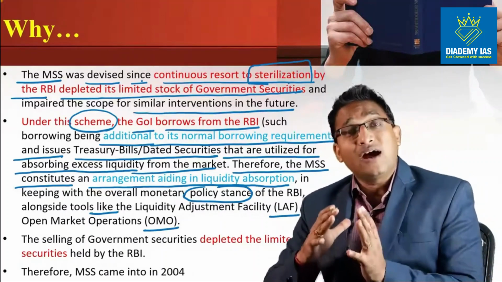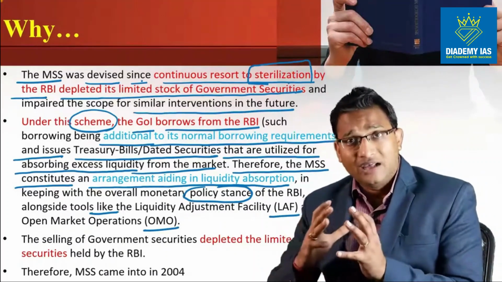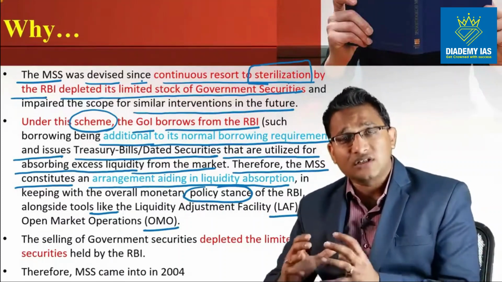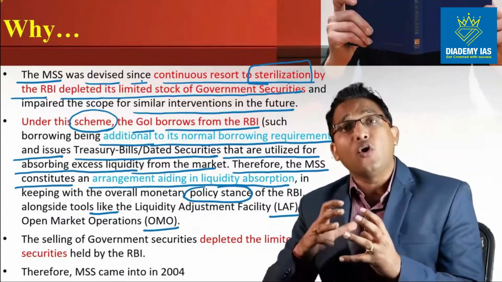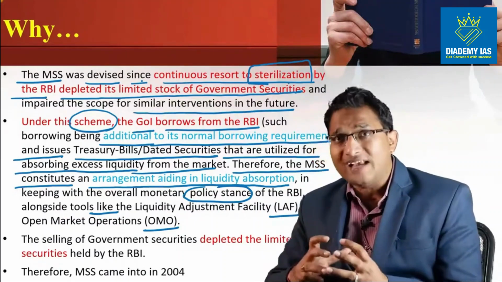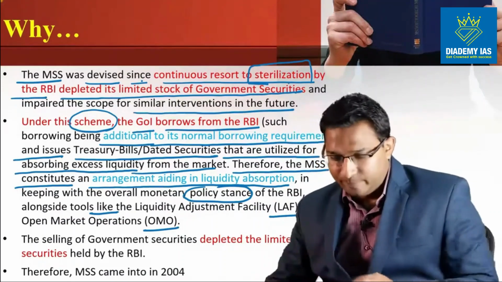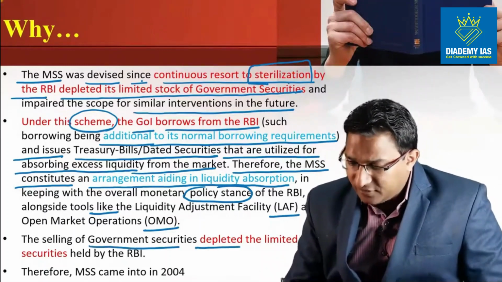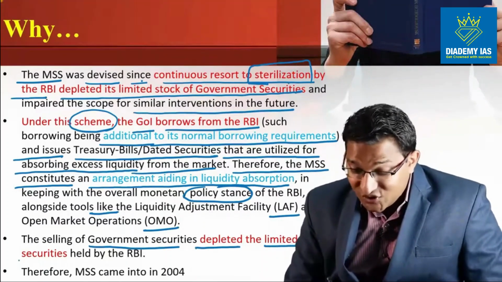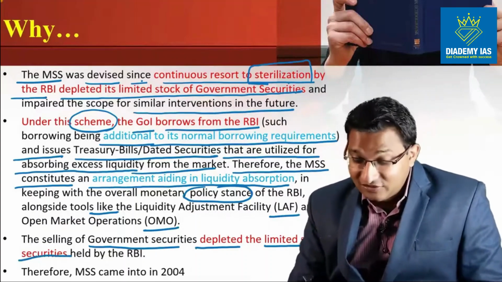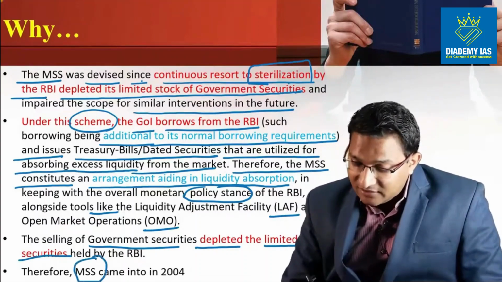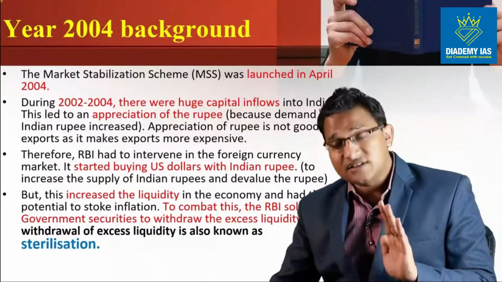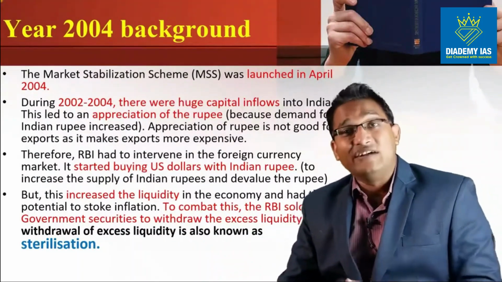So the regular tools are already being used. The liquidity adjustment facility and the open market operations, these tools are already being used. It is not that we are not utilizing those tools. The selling of the government securities depleted the limited stock of the securities held by the RBI. Therefore, MSS came in 2004, right? Now read this, take 30 seconds and then I will discuss.